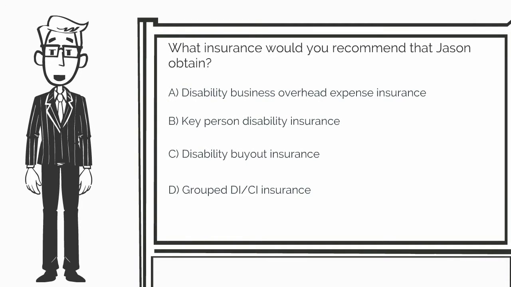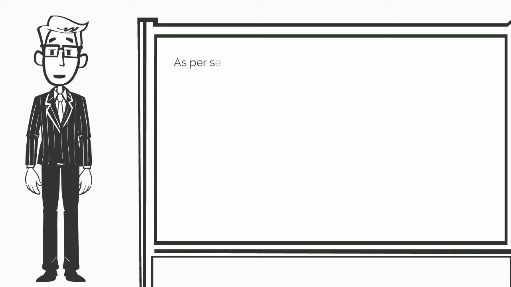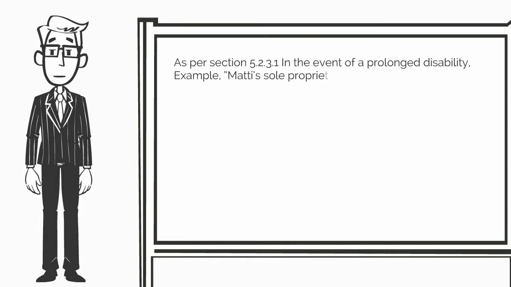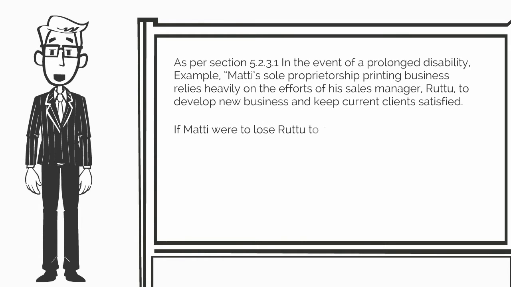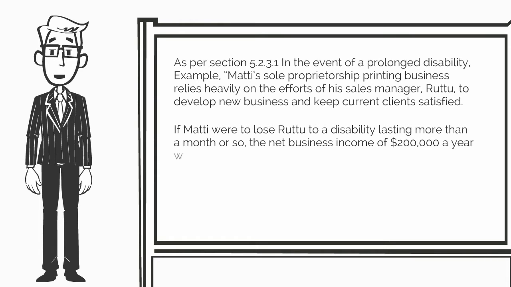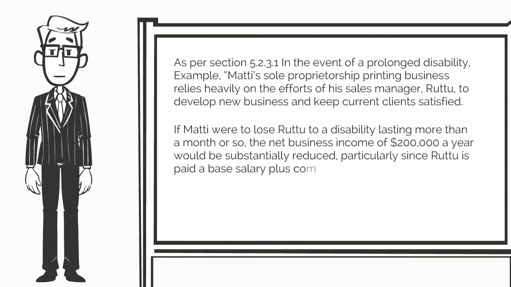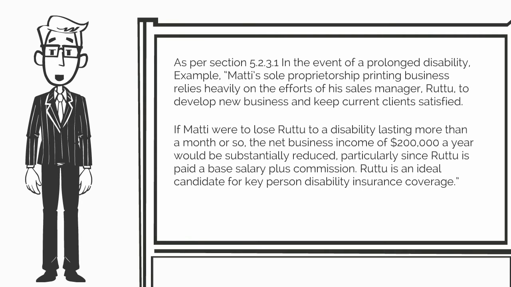Welcome back. The correct answer is key person disability insurance. Rationale. As per section 5.2.3.1, in the event of a prolonged disability, example, Maddie's sole proprietorship printing business relies heavily on the efforts of his sales manager, Rutu, to develop new business and keep current clients satisfied. If Maddie were to lose Rutu to a disability lasting more than a month or so, the net business income of $200,000 per year would be substantially reduced, particularly since Rutu is paid a base salary plus commission. Rutu is an ideal candidate for key person disability insurance coverage.